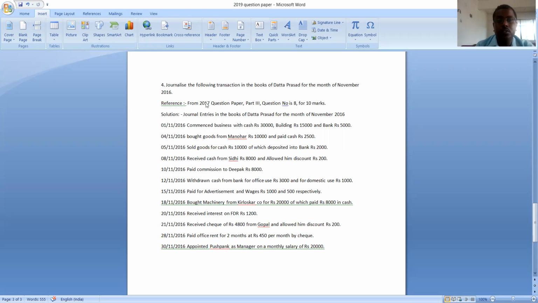The question is: journalize the following transactions in the books of Datta Prasad for the month of November 2016. Here they are given around 10 to 11 transactions or more, and we need to pass journal entries for these transactions. Usually they will give 10 transactions and each journal entry will carry 1 mark. As I told you, it is from the 2017 question paper, appeared in part 3, question number 8, for 8 marks.